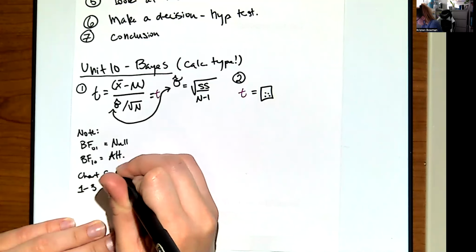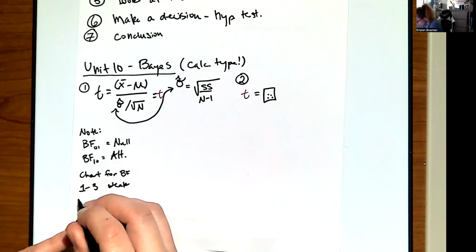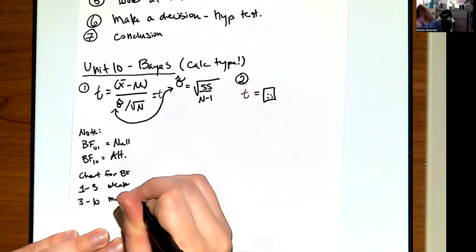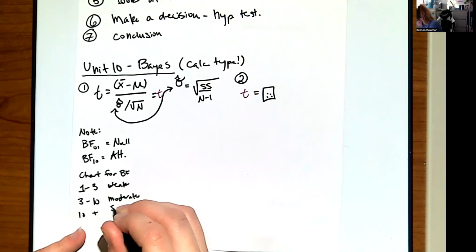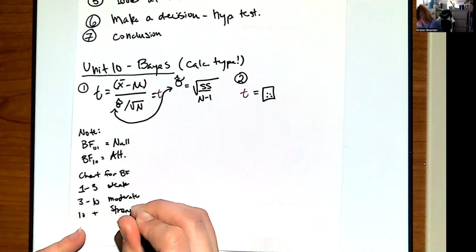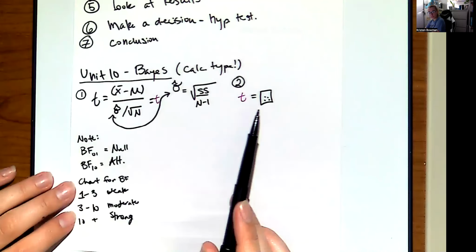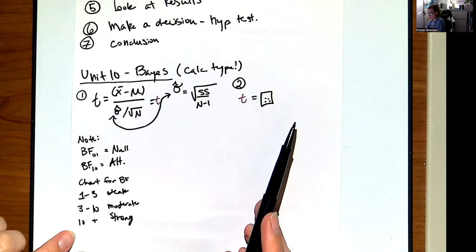This is a chart for BF, the Bayes factor. We're going to say it's weak. Now, if we get a number that is between 3 and 10, we're going to say it's moderate. And if we get a value that is 10 plus, we are going to say that it is strong. So whatever this little calculator gives us at the end, we can interpret based on this chart right here.